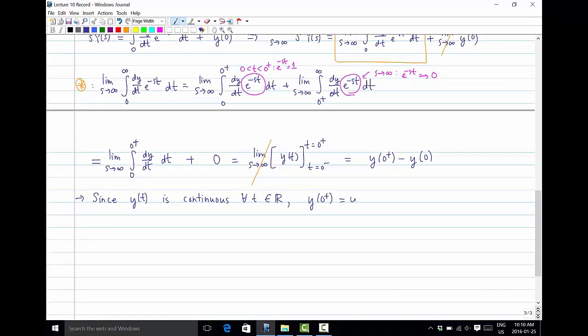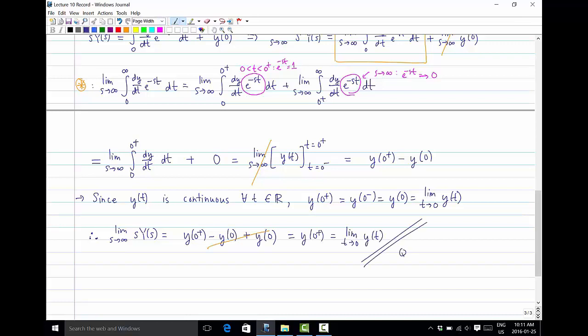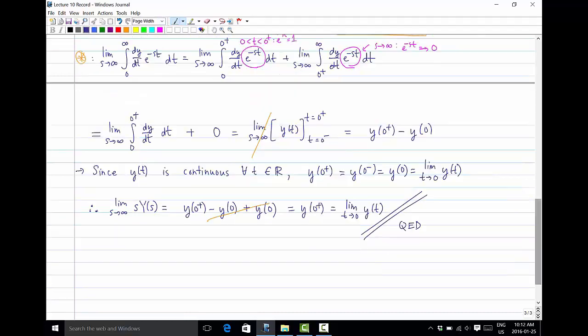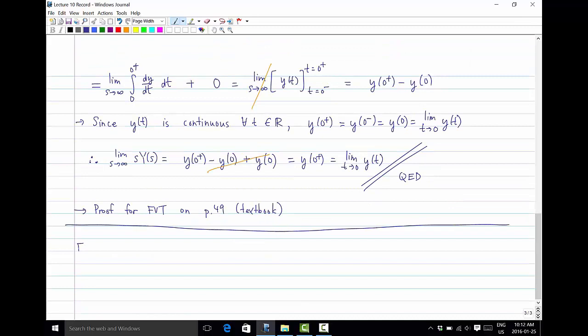Since y of t is continuous, we know that y of 0 is equal to y of 0 plus and it is also equal to y of 0 minus. Finally, we can equate all of them to the limit taken with t going to 0 of y of t. Plugging in the appropriate expressions gives us the rest of the proof. The proof for the final value theorem is much simpler and can be found on page 49 of the textbook.